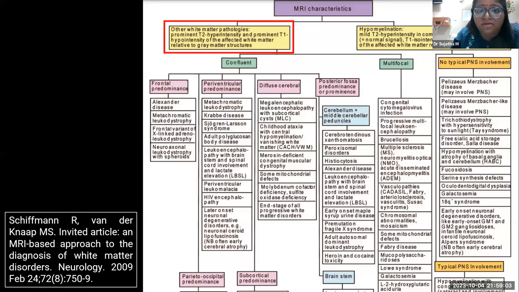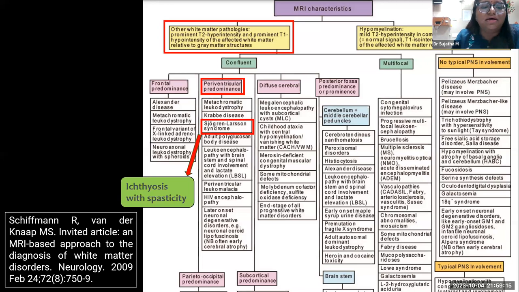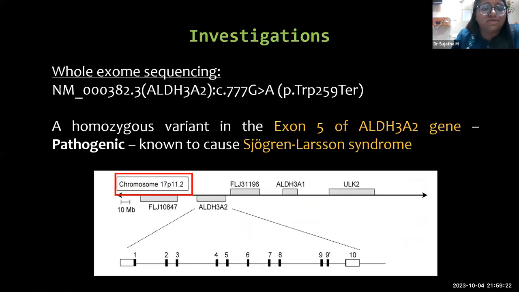Coming to MRI with a T1 hypointense and a T2 hyperintensity with no diffusion restriction and susceptibility weighted imaging, considering the clinical periventricular predominance and the clinical features of ichthyosis with spasticity, Sjögren-Larsson syndrome was the clinical hypothesis based on the examination and history. And we proceeded with the genetic investigation, which revealed a pathogenic mutation in the exon 5 of ALDH3A2 gene, which is localized in chromosome 17p11.2, causing Sjögren-Larsson syndrome.